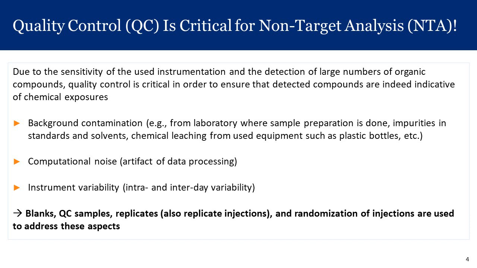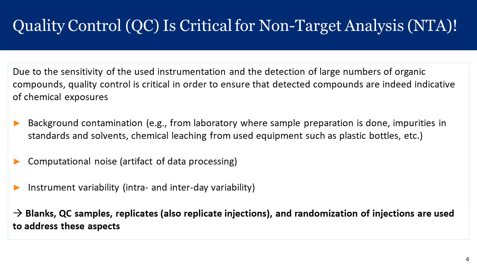Another important aspect is also computational noise, which basically means artifacts that are coming from the data processing. So there's a lot of computational power behind the detection of these compounds using high-resolution mass spectrometry, and it can happen that there are certain artifacts that are just caused by this process. So it is important to also consider this.